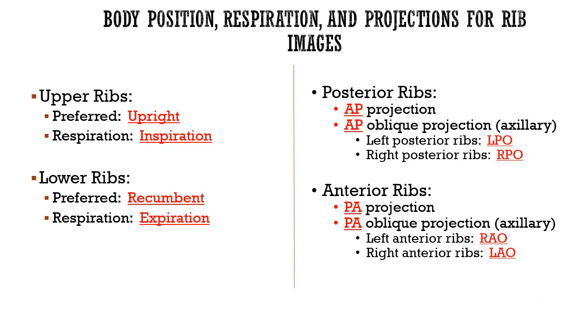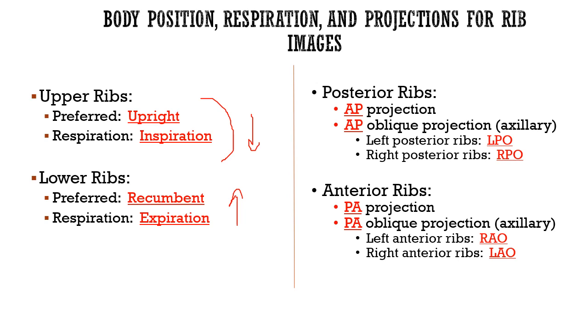This is a summary slide for the body position, respiratory instructions, and projections for the rib images. So starting off with upper ribs, we want them to be performed with the patient upright on inspiration so we can make sure that the diaphragm is as low as possible. We want to perform lower ribs with the patient recumbent and on expiration, and that way we can ensure that the diaphragm is as high as possible.